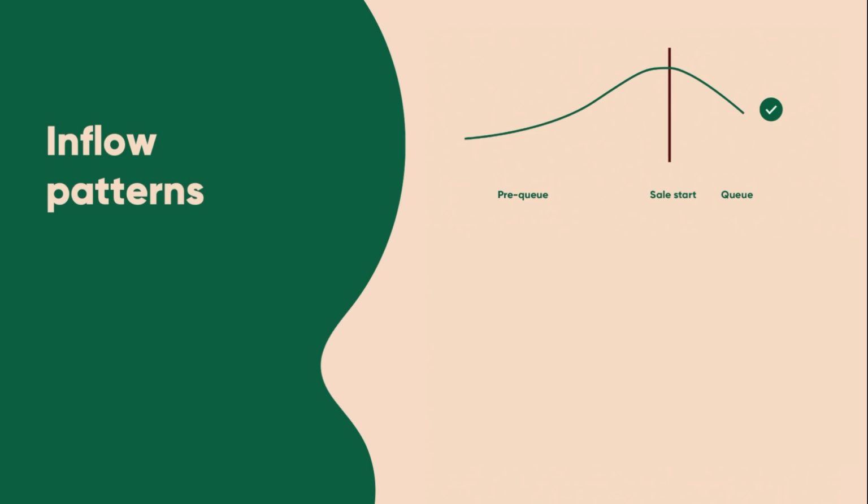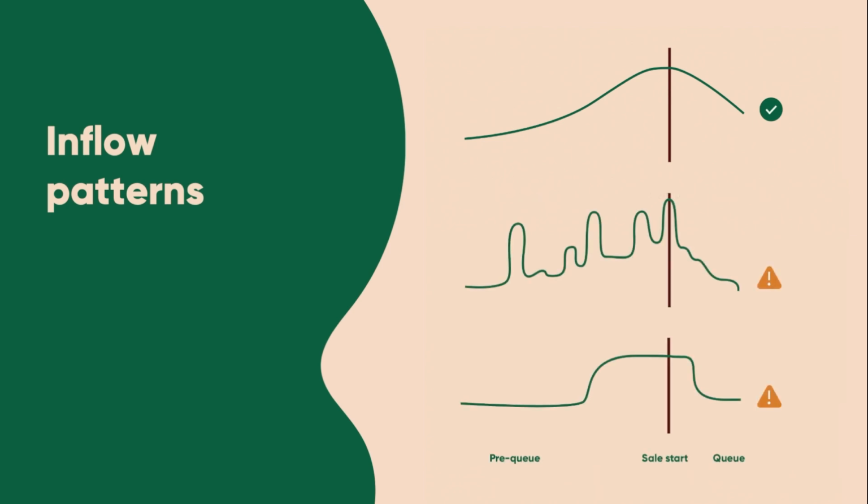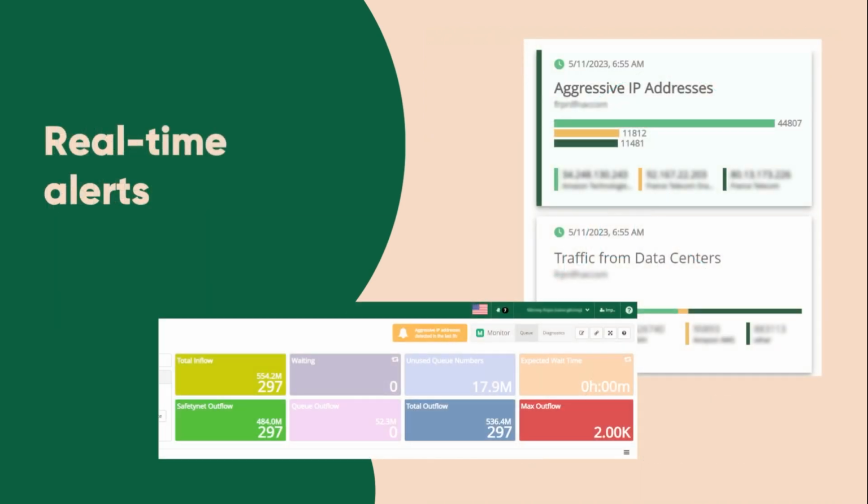What we might see on high-profile events is these spikes in the inflow. They may look like the bottom 2 examples. Genuine users will never cause these sudden increases or drops in inflow, and therefore it's a pretty clear sign of bot activity. Exactly.